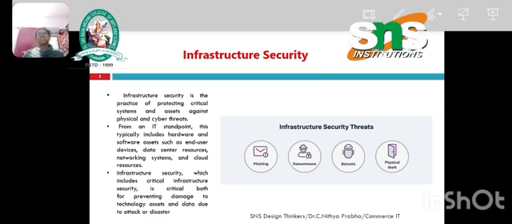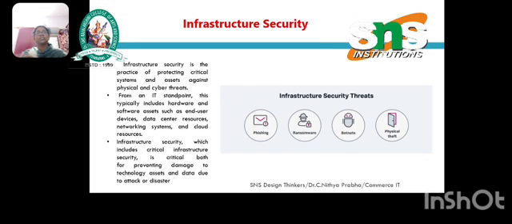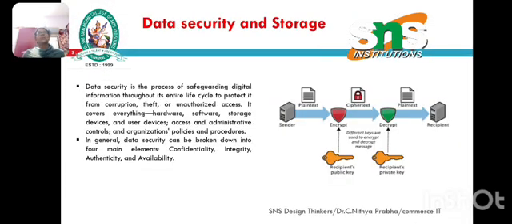Examples of infrastructure security measures: physical access control, implementing security measures such as access badges, biometric scanners, and surveillance cameras. And network security, segmentation, separating networks into different zones to limit the spread of threats. Data security and storage, where the main tools are firewalls and intrusion detection systems. Firewalls are used to block unauthorized traffic, and intrusion detection systems to identify suspicious activity.